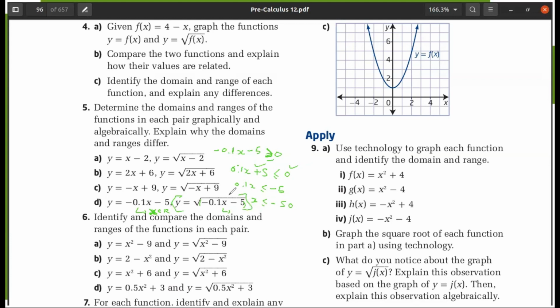Now let's check how this graph will look. Wait, I got something else. For this, I got x. I think you didn't change the inequality when you multiplied the whole thing with the negative. It shifts when you multiply by a negative? Yeah, if you multiply the whole equation with a negative, the inequality changes.